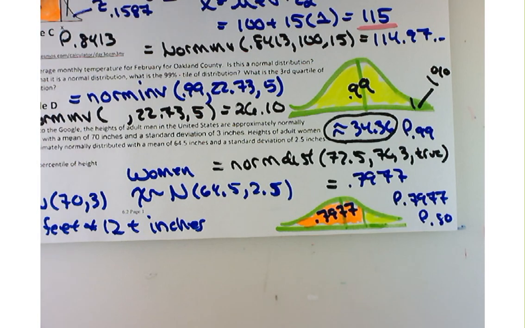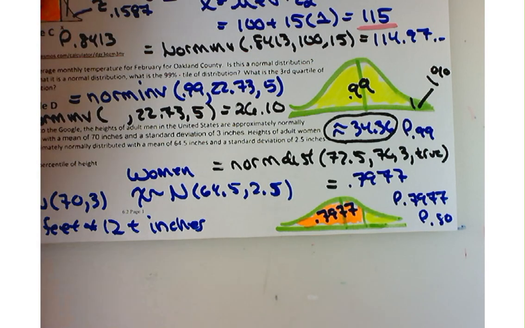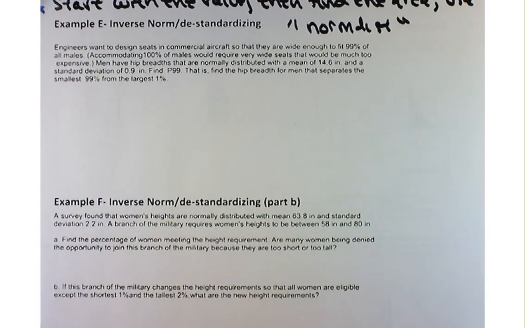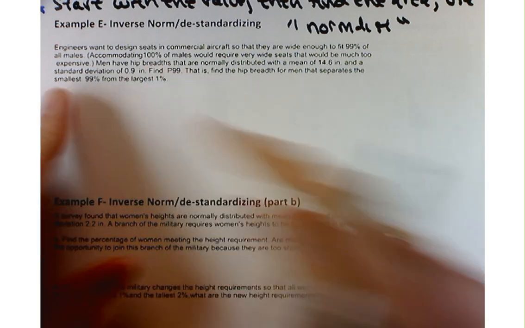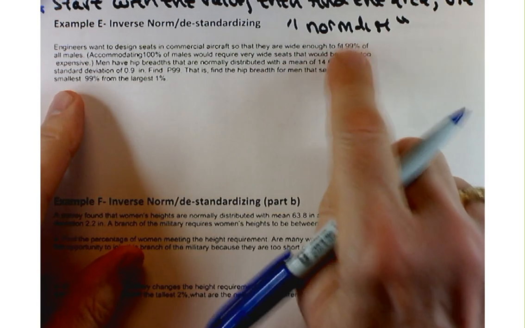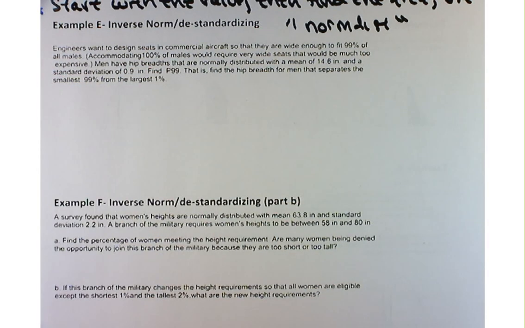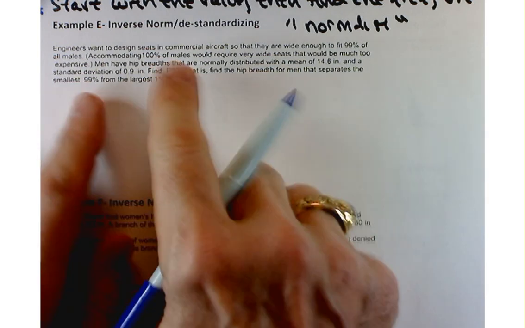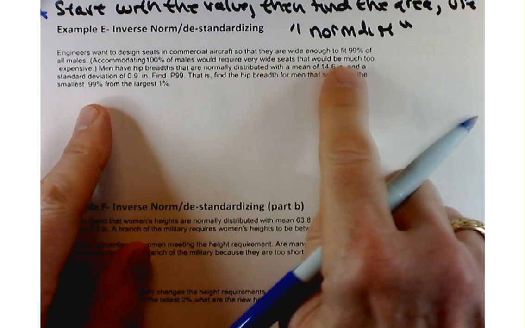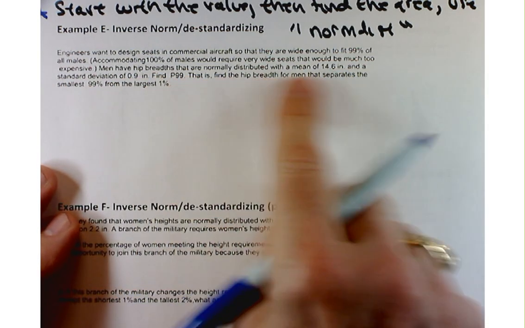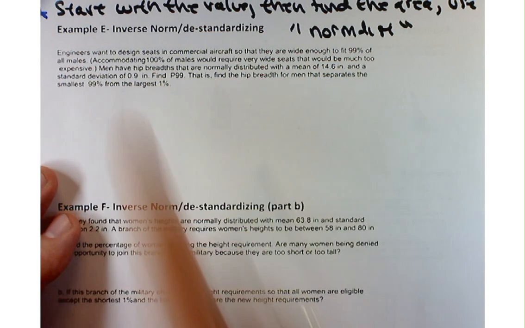We're gonna do 2 more problems by way of practice. Let's flip it over onto the back side here. This is some more destandardization. Engineers want to design commercial aircraft so that they are wide enough to fit 99% of all males. Accommodating 100% of males would require seats that are very wide, that would be too expensive. Men have hip breadths that are normally distributed with a mean of 14.6 and a standard deviation of 0.9.